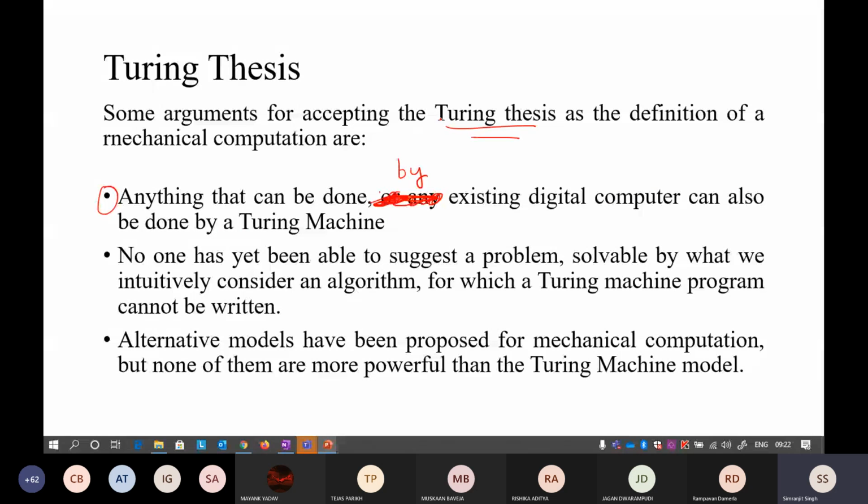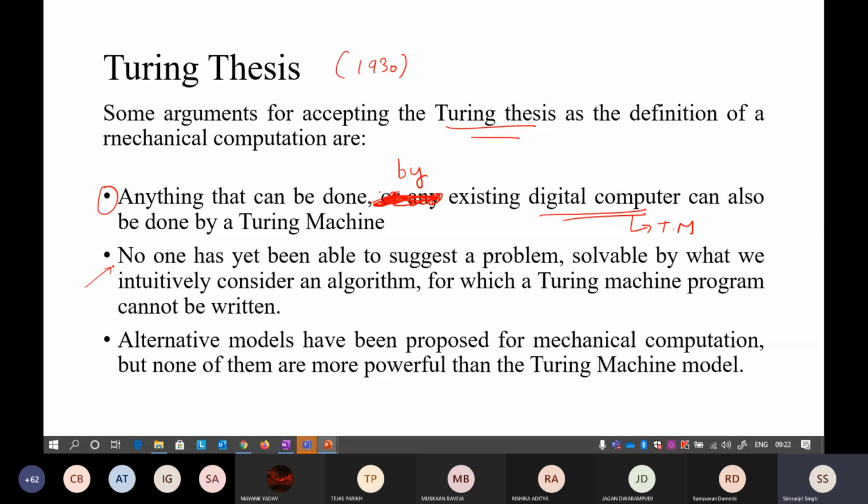That definition was given in 1930. It became so popular that your digital computer is now referred to as a Turing machine, because they seem equal: anything that can be done by your digital computer can also be done by your Turing machine.